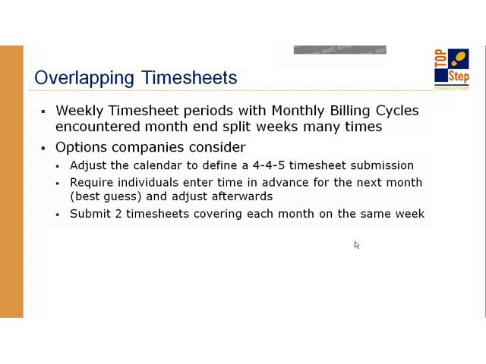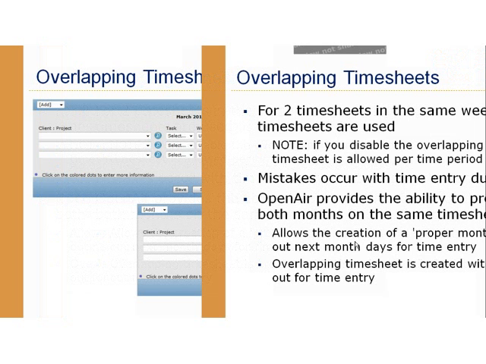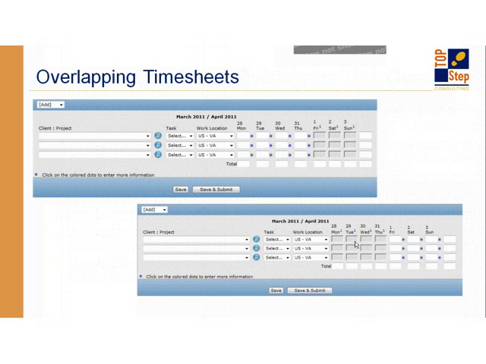So that just says if Wednesday is the last day of the month, then Thursday and Friday are grayed out. I can't actually enter time on those days. I'm going to skip ahead and show you this is what that looks like. So the top picture shows I've entered time Monday through Thursday, but Friday, Saturday, Sunday I actually can't.